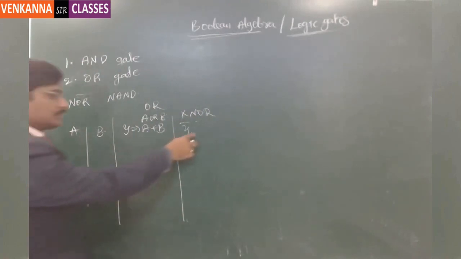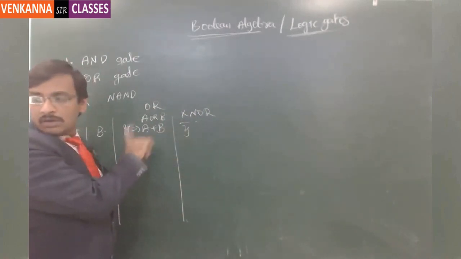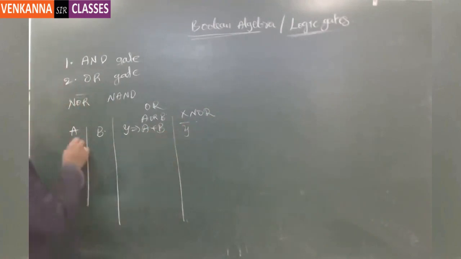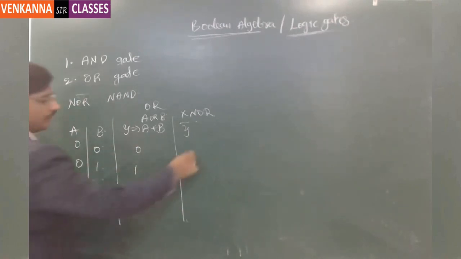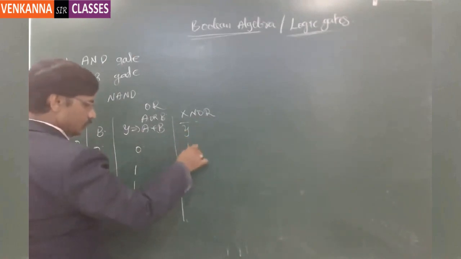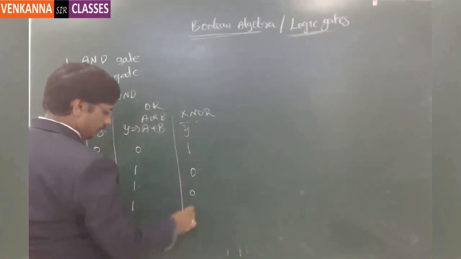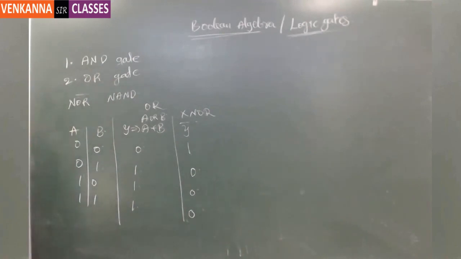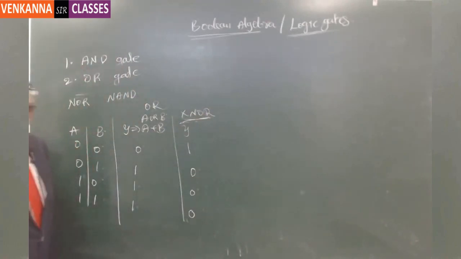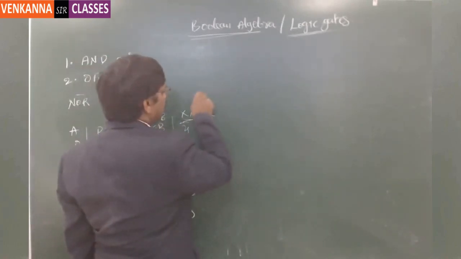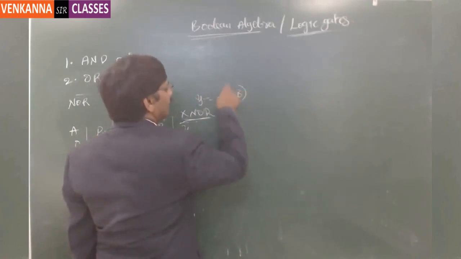Got it? Y bar means opposite of Y. So Y bar. So this is 0, 0, 0, 1, 1, 0, 1, 1. For the OR gate this is 0, this is 1, this is 1, this is 1. And for the NOR gate, this is 1 and this is 0, this is 0 and this is 0. So this is the meaning of the NOR gate. You can even write this as Y is equal to A plus B whole bar.